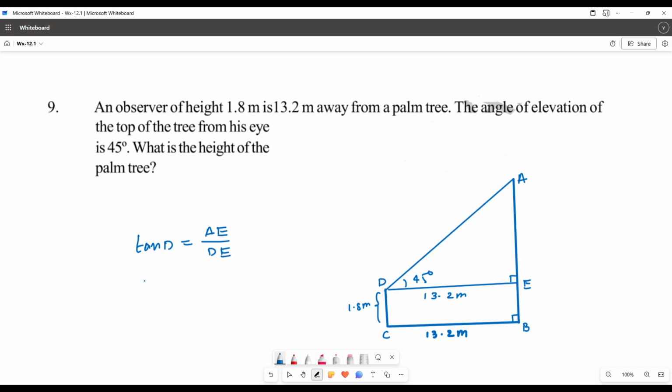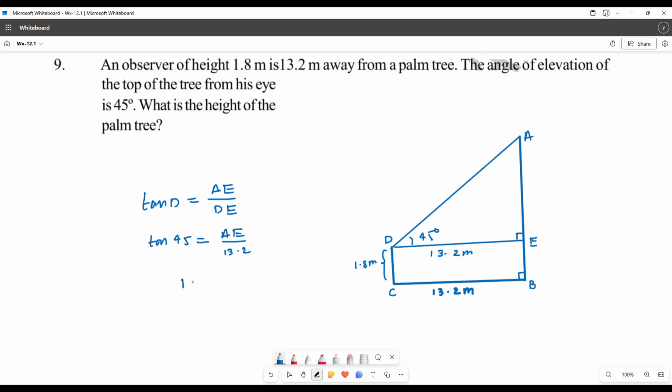Next, D equals 45 degrees. So tan 45 is equal to the length of AE by DE, which is 13.2. Now tan 45 is equal to 1. Therefore 1 is equal to AE by 13.2. Therefore if I multiply, I will get AE's length equal to 13.2 meters.